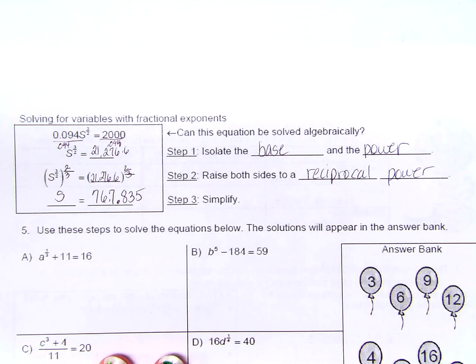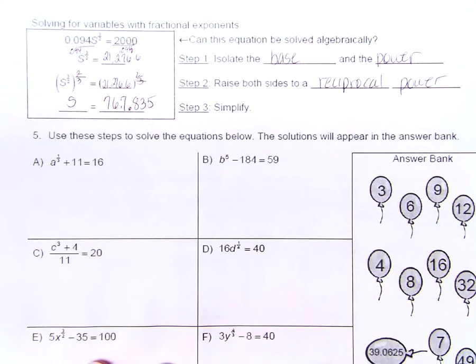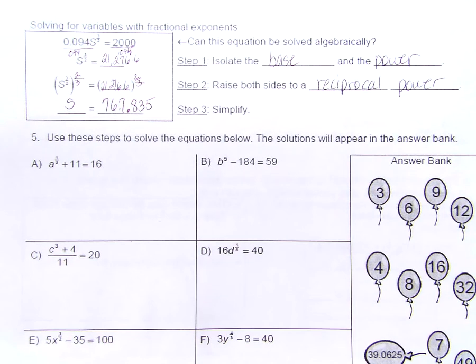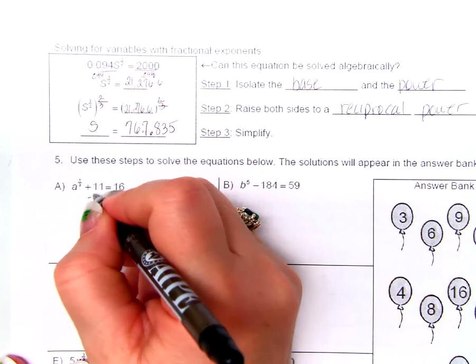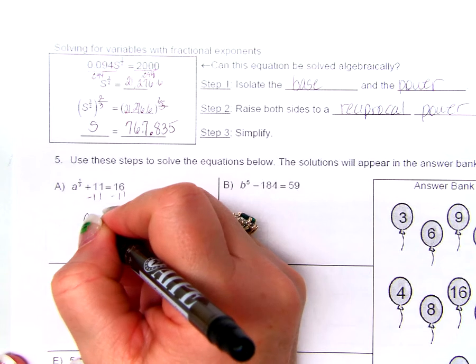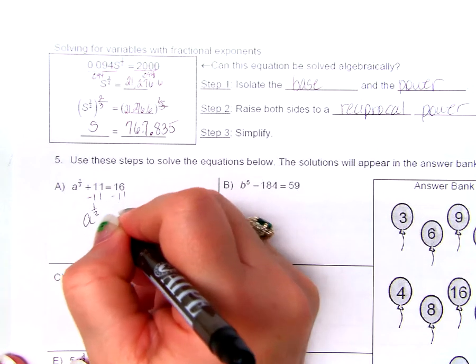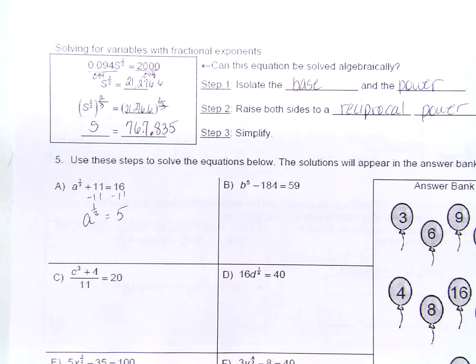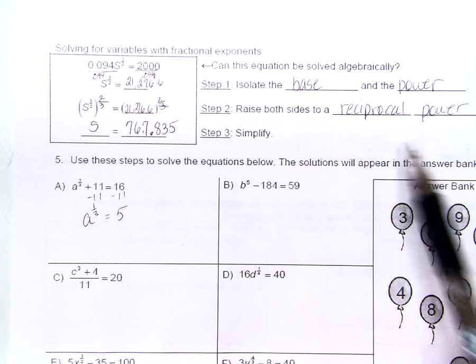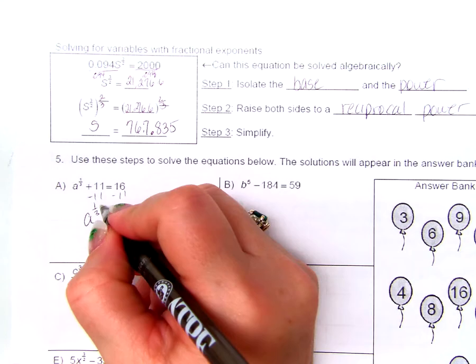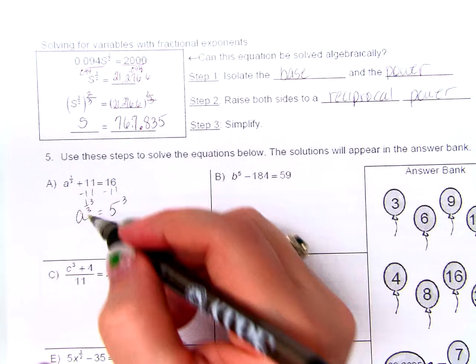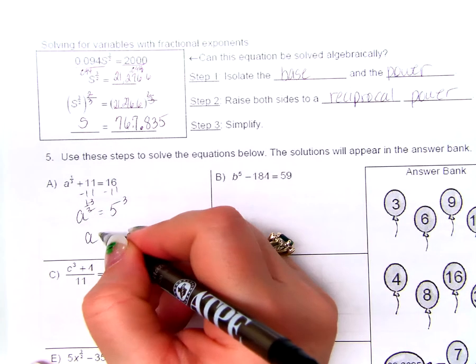We good? Okay, so look at A. If we're following our steps up here, A says first we isolate the base and power. What do we have to do first to isolate this base? Very good. Subtract 11 from both sides. So I have A to the 1/3 equals 5. Step 2, raise both sides to a reciprocal power. 3/1. Could I just do 3? Because is 3/1 the same as 3? Okay, so 3/3, which is 1, so A equals what?